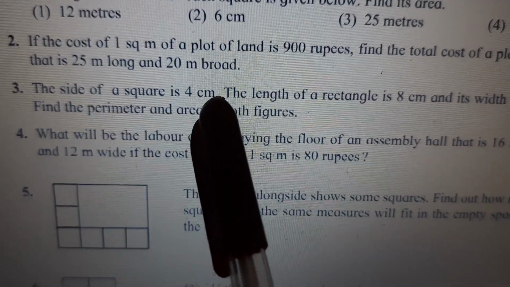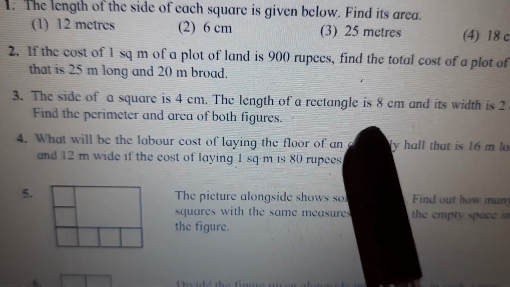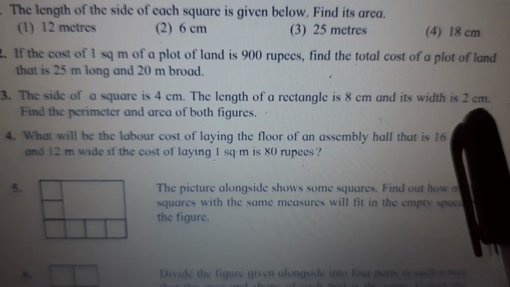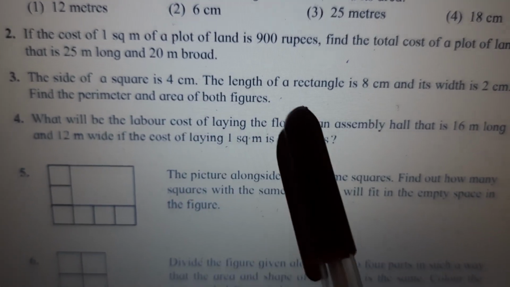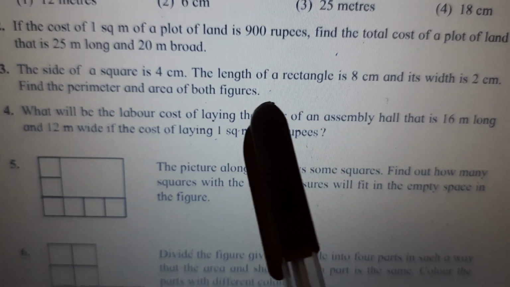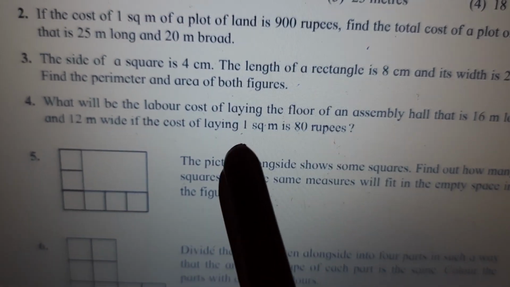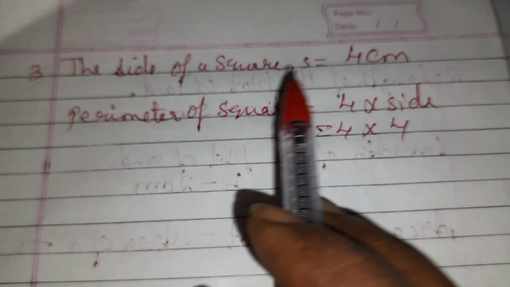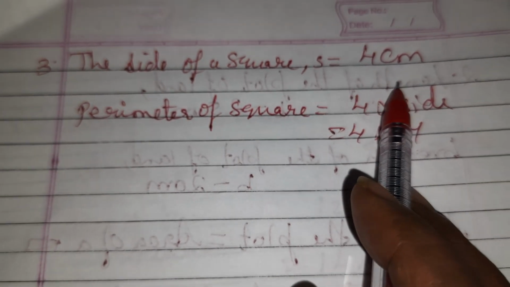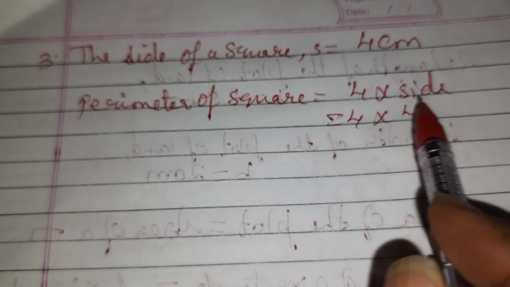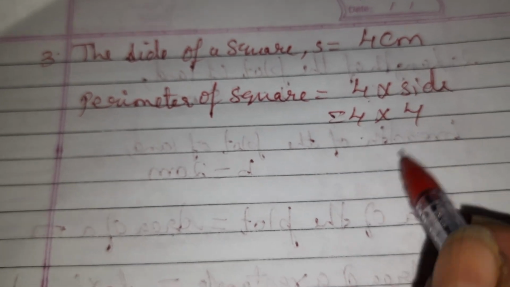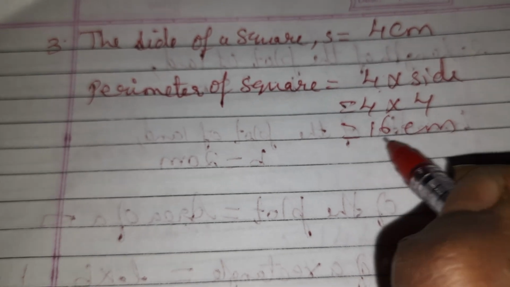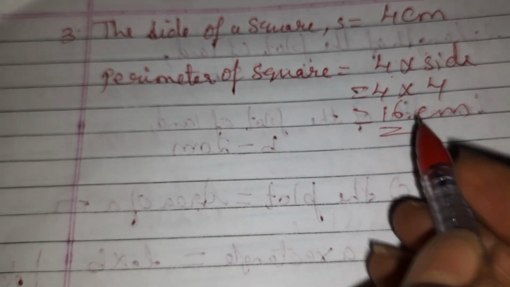The side of a square is 4 centimeter, the length of a rectangle is 8 centimeter and its width is 2 centimeter. Find the perimeter and area of both figures. We have to find out the perimeter and area of both figures, children. Okay, so first we write down the side of a square is equal to 4 centimeter. Perimeter of a square is 4 into side, that is 4 into 4, that is 16 centimeter. So we have found out the perimeter of the square, children.